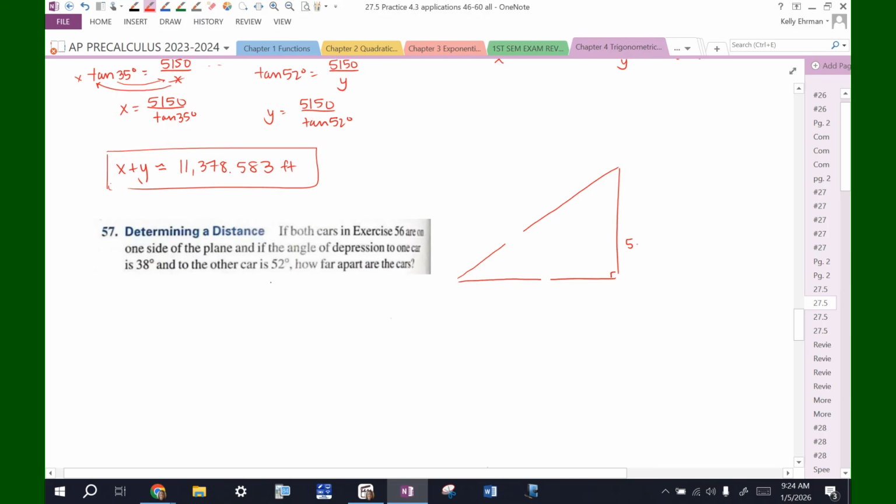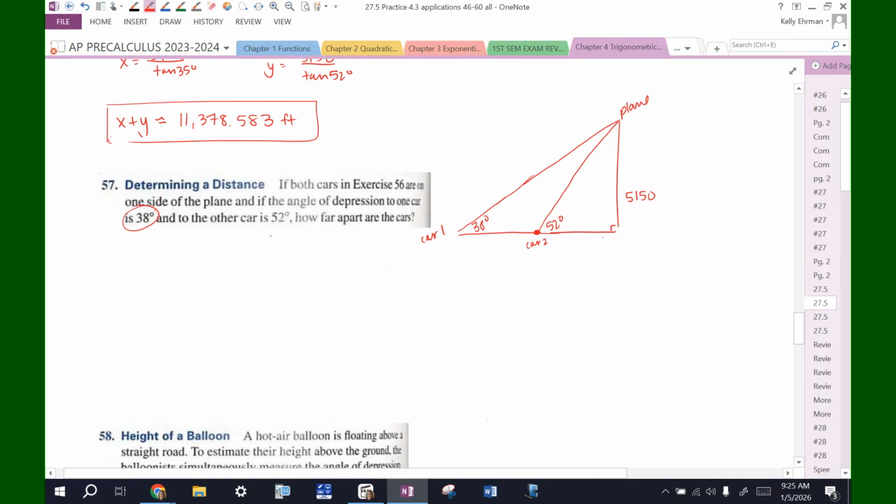Okay, so we still have the same elevation, which was 5,150. The plane's right here. Now the cars are on the same side. So car 1 is still out here. They did change this to 38 degrees for no good reason, really. And then instead of the other car being over here, let's put him right here, car 2. And when we say we have an angle of elevation of 52 degrees, that would be from the horizontal to that hypotenuse.